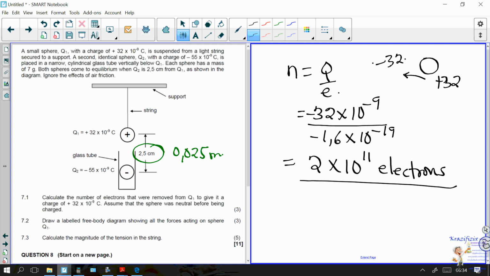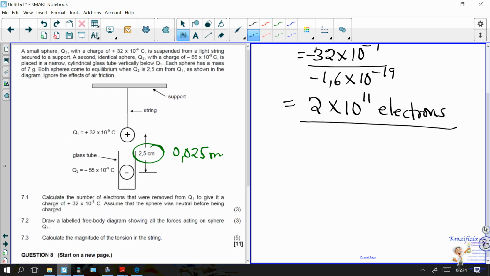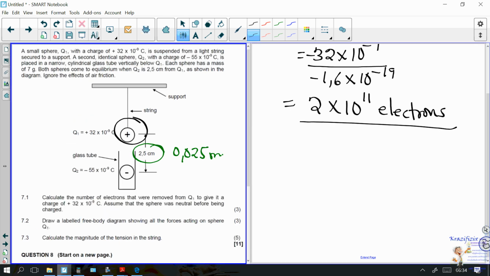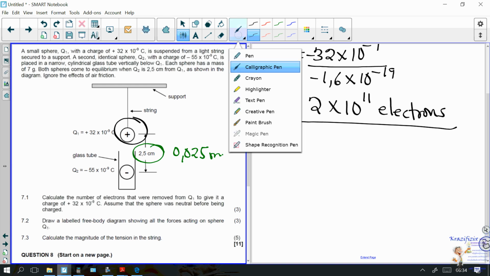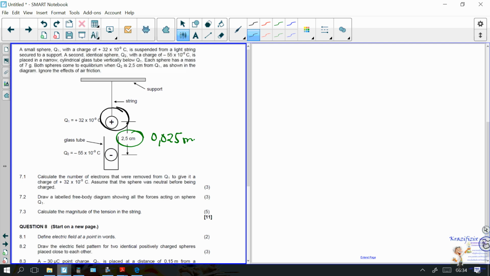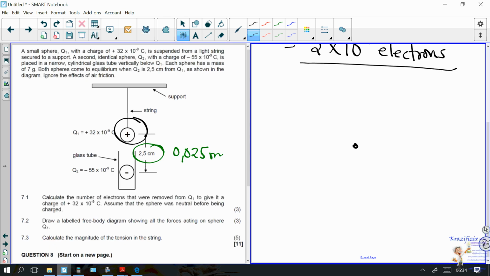Draw a labeled free-body diagram showing all the forces acting on the sphere Q1. All right, let's look at Q1. What do you notice is acting on Q1? Number one, Q1 has a mass. Automatically, what are we talking about? We're talking about a weight there. All right. Okay, so I'm going to have that. That's my force of gravity.